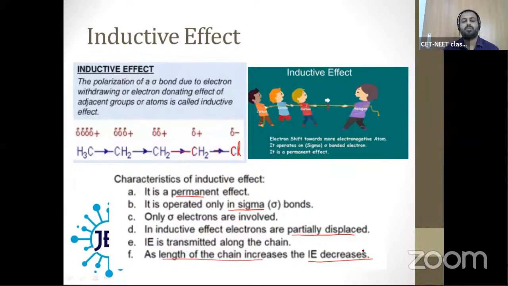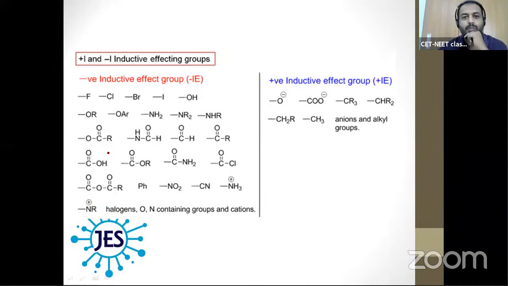Thank you. Okay. I was telling you, the inductive effect is distance dependent. As you move away from the substituent, the effect decreases. So it exists only up to about 2 or 3 carbons at maximum, not beyond that. This is the inductive effect. Depending on the direction of movement of electrons, you have the inductive effect in two types: plus I effect, positive inductive effect, and negative inductive effect.